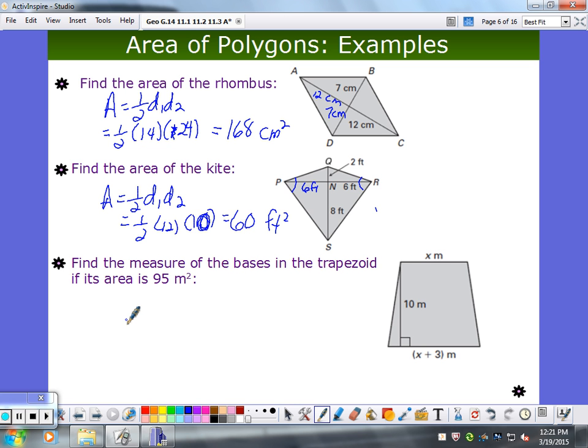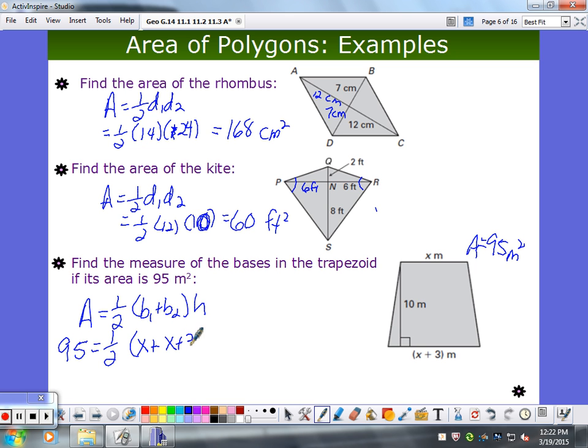Finding the measure of the bases of this trapezoid if I know the area is 95 square meters. So what's our area? And I always write the area down the way I think about it. 1/2 base 1 plus base 2 times the height. This is different than what's on the formula sheet, or at least it's written a little differently. They're equivalent. It's just how I think about it. Add the bases and take half, multiplied by height. So I know the area is 95, and it's going to be 1/2. Well, one base is x, and the other base is x plus 3, and the height is 10.